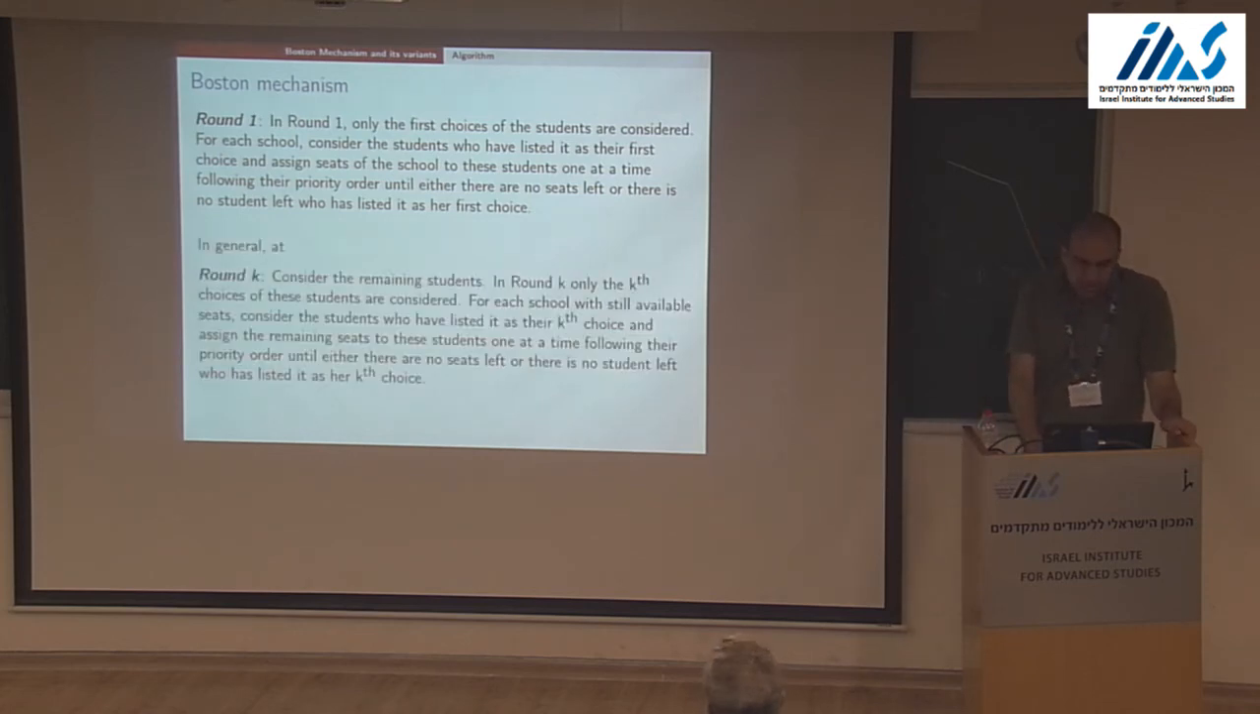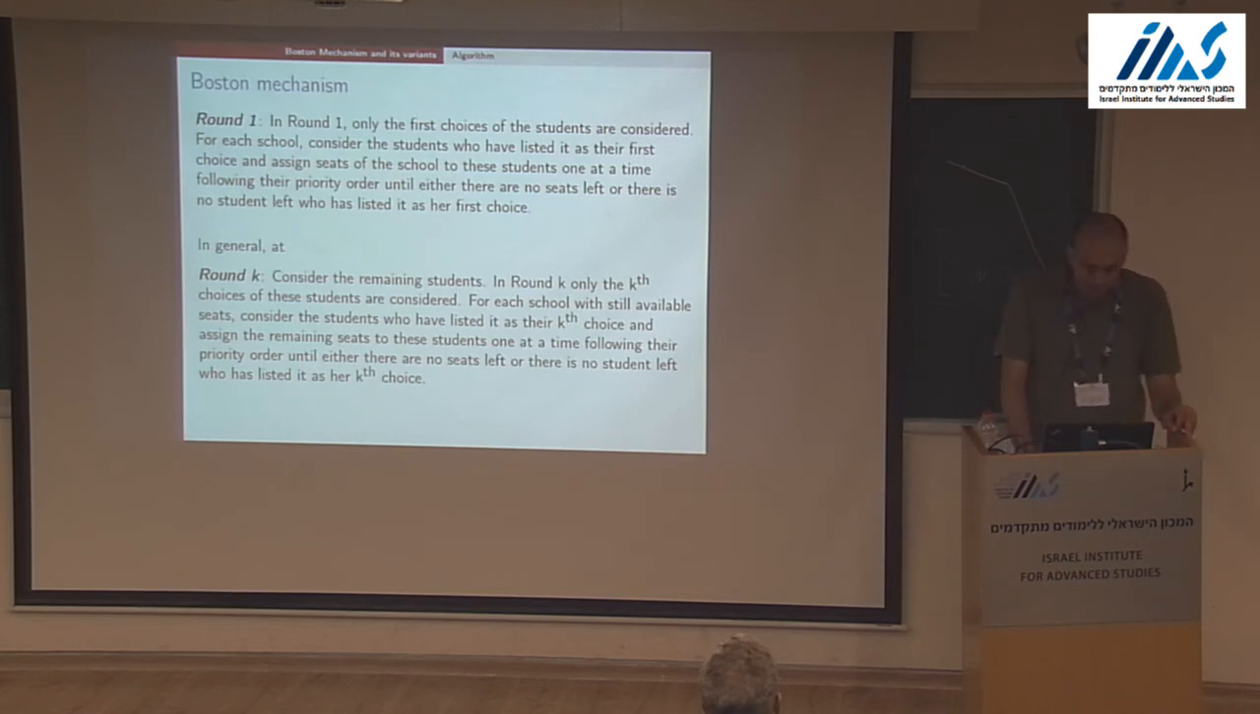In the generic round, in round K, we'll look at the students who are still not assigned and look at their K-th choices. For each school with still available seats, look at students who ranked it K-th, and assign them one at a time according to the priority order until there are no seats left or there is no student left who's listed as her K-th choice. So this mechanism is putting a lot of weight on what schools you've ranked first. It's not going to be the case that I can displace Eric if I've ranked it 12th and he's ranked it first, even if I have the highest priority at that school. In this mechanism, the fact that he's ranked it first will trump any priority that I have.